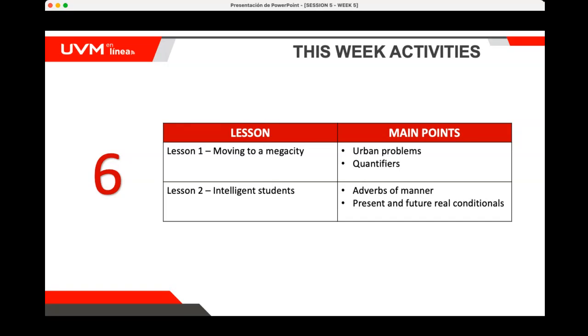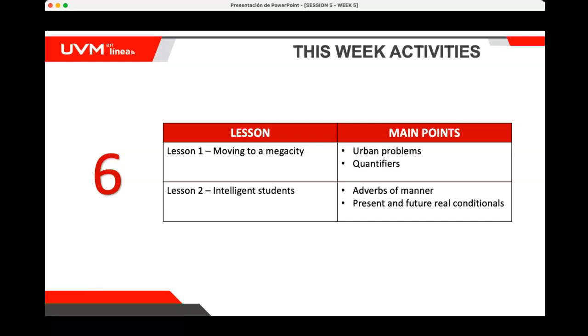Then in the second lesson, I think you learn the most important grammatical issue of this unit. And I think also in the 3 units that you have to deliver for today, probably this is the more important topic, which is present and future real conditionals. In formal terms, and I want to stop here because I think this is very important.